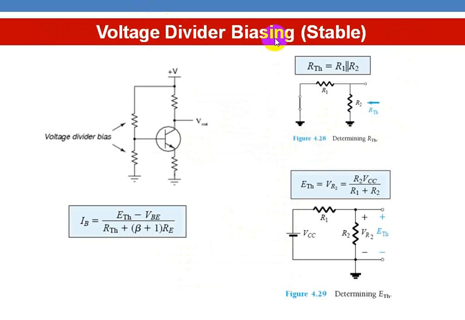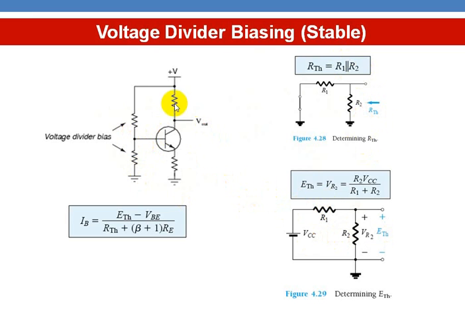Similarly, the voltage divider biasing circuit. A divider circuit is used here, that is, two resistors are connected in series, and the voltage developed across one resistance is applied between the base and ground terminal. Here RTH is nothing but the parallel combination of these two resistances. The lower one is R2, the upper one is R1. So RTH is R1 in parallel with R2, whereas ETH is the voltage across this terminal.